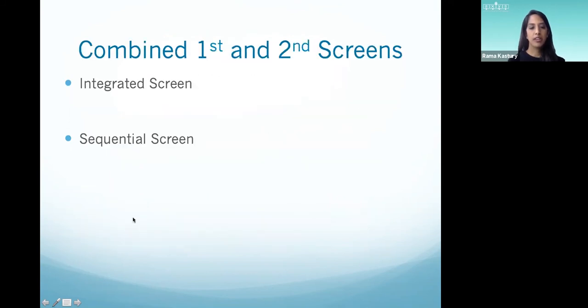So sometimes we combine the first and second trimester, or first and second screen, and that could be the integrated or the sequential screen. Not a lot of people, some people still definitely do this. The integrated screen basically says, at the end of both of the first and second trimester screen, we have all the data, we formulate our risks, and then we give it to you. The sequential, like in the name, it's sequentially done.